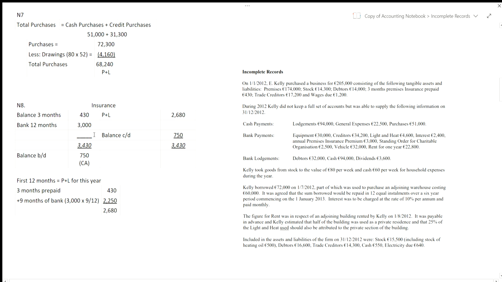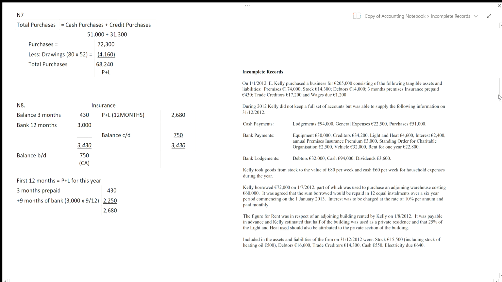And that is the insurance note done. 3 months prepaid at the start, which makes it an asset. I've then paid an additional 12 months. Now I have 15 months paid. But when I do my P&L, I only care about 12 months. So I need to find the first 12 months. I need to find that this is January, February, and March of the start of this year, and then I find the next 9 months here, and that's obviously giving me my first 12 months, 2,680. Everything else, well, that's prepayment for next year, 2013.